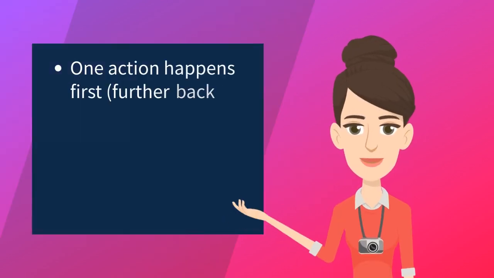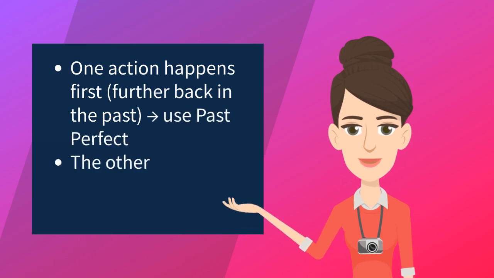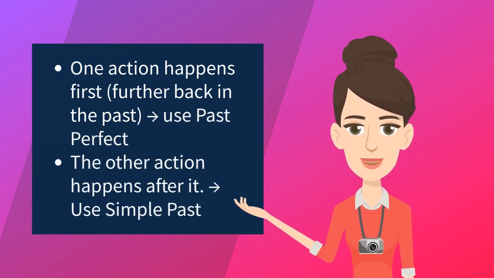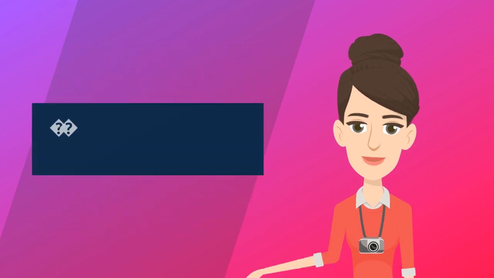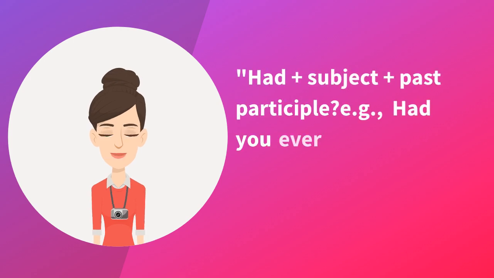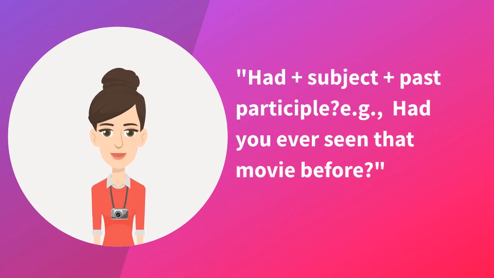One action happens first, further back in the past: use past perfect. The other action happens after it: use simple past. 3. When to use the past perfect. Question form: Had plus subject plus past participle? For example, had you ever seen that movie before?